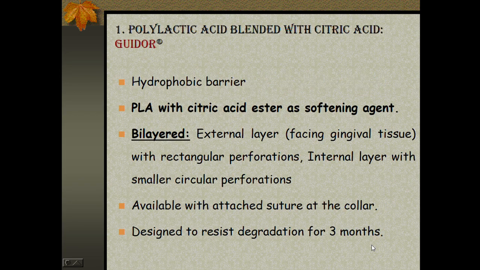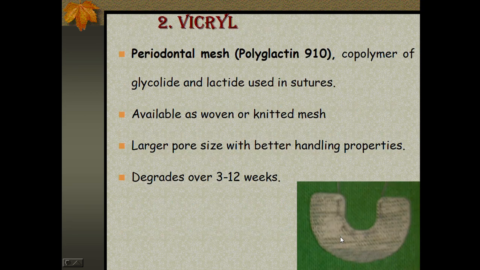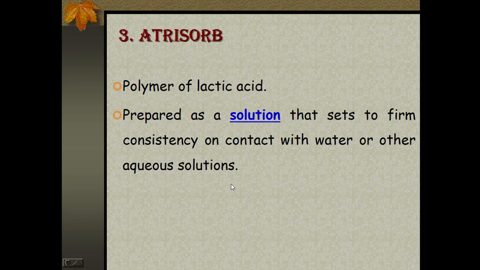Now, commercially available polylactic acid blended with citric acid is Guidor. It is a hydrophobic barrier and it is a bilayered structure. It is available with an attached suture at the collar and it gets degraded over a period of 3 months. Next is Vicryl and it is available as woven or knitted mesh. It has a large pore size and is degraded in 3 to 12 weeks.